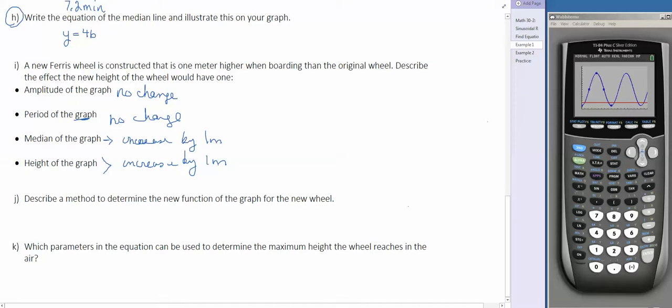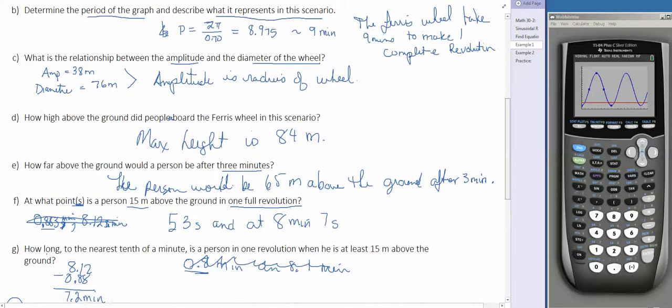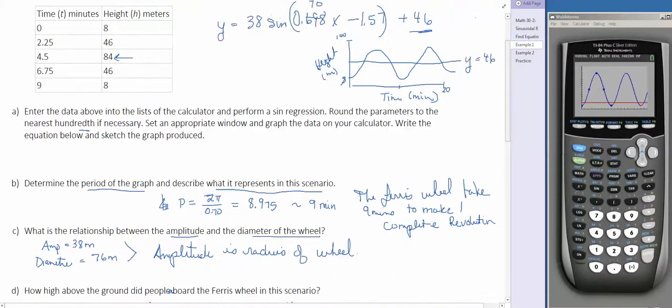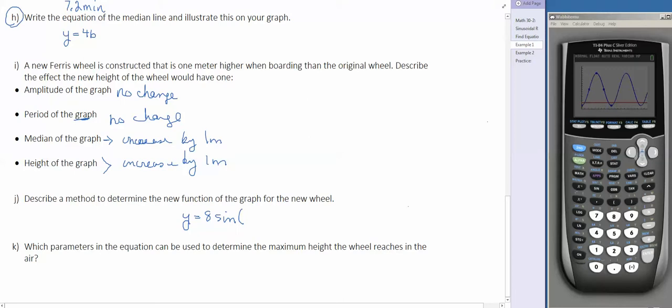It's asking us to describe a method to determine the new function of the graph for the wheel. Essentially, nothing is changing but the median. So we have y is equal to 38 times the sine of 0.70x minus 1.57, plus 47. The only thing that's changed is the height.